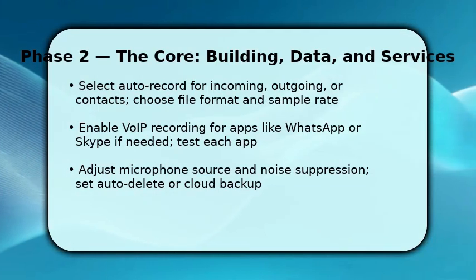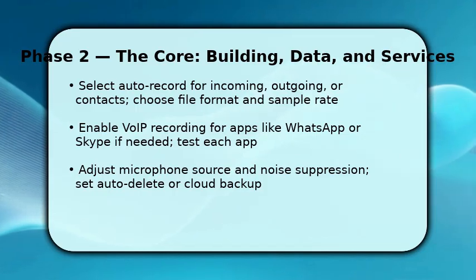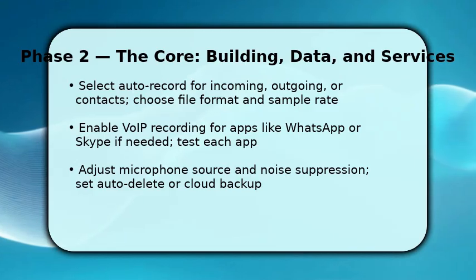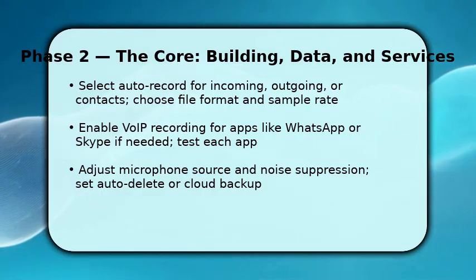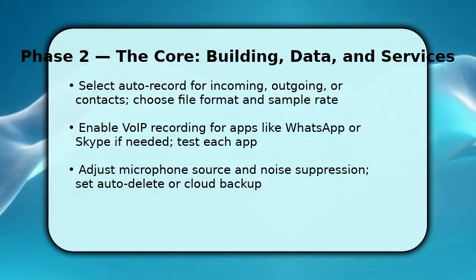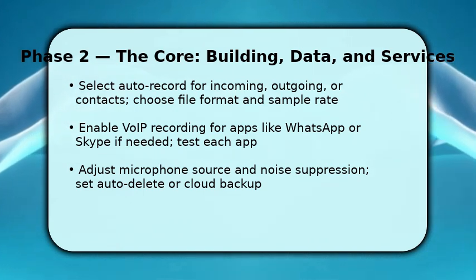You now configure how Cube captures audio and which calls are recorded. In Settings, pick Auto Recording Rules. Incoming, outgoing, or specific contacts, this saves you manual taps. Next, choose Format and Sample Rate. Higher rates give clearer audio but larger files. If you use VoIP apps, enable VoIP recording and test each app because Android variants behave differently. Make sure you set the correct audio source and enable noise suppression for clarity. Then decide on auto-delete rules or link cloud backup for space management.